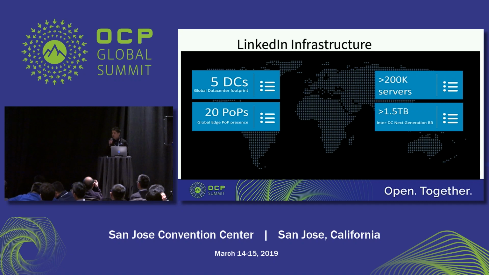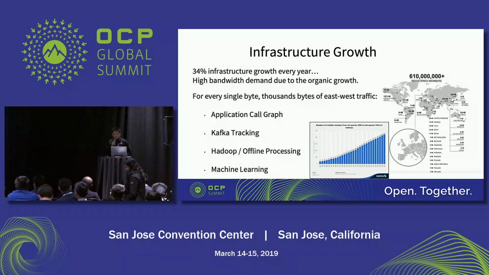We have 5 data centers and 20 POPs globally. We have more than 200K servers, located in different locations. And we have pretty fast growth of the data infrastructure, more than 30% every year. Now we have more than 600 million members globally.